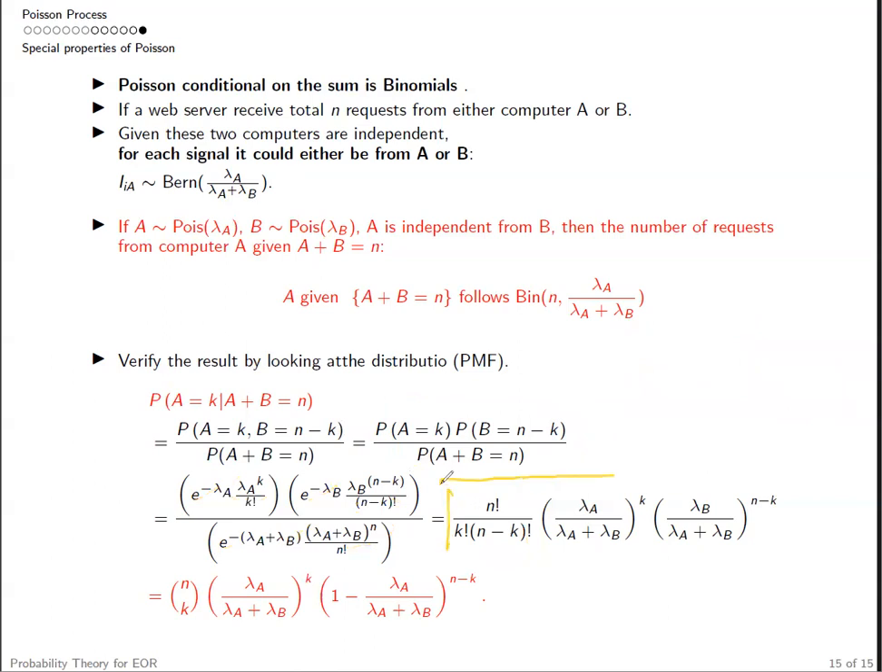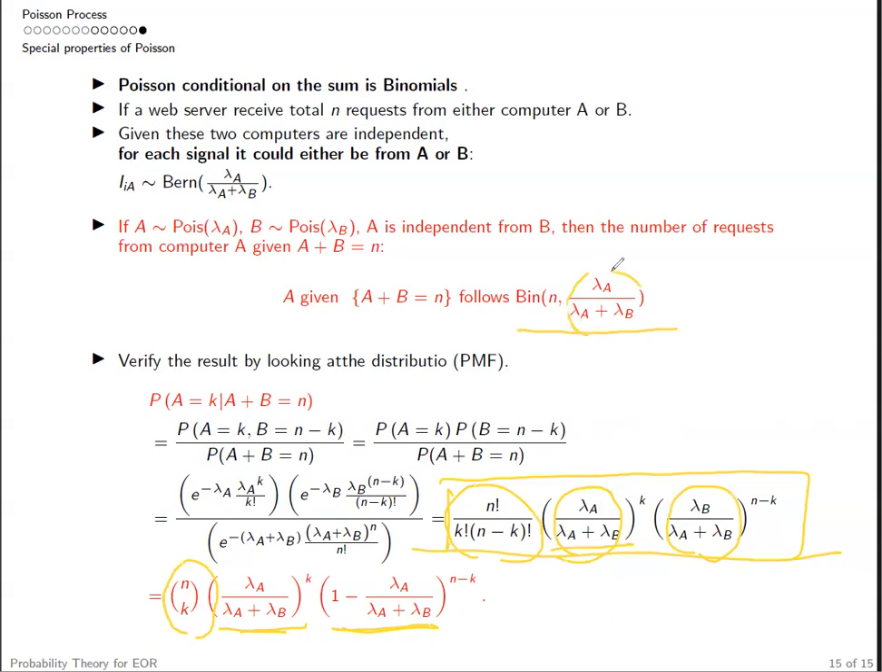Now let's take a closer look here. This is the success rate, and this equals 1 minus the success rate. And this ratio here is essentially n choose k. This is eventually the PMF of a binomial distributed random variable with n total draws, n total requests, and the success rate equal to lambda A divided by lambda A plus lambda B. So indeed, the number of requests from computer A given this information follows a binomial distribution.